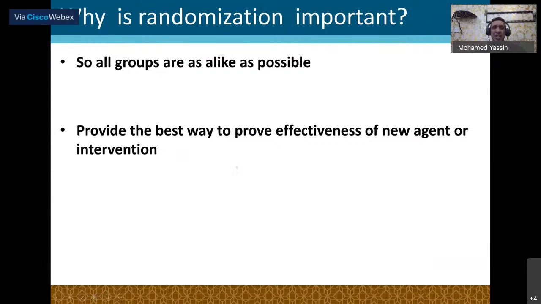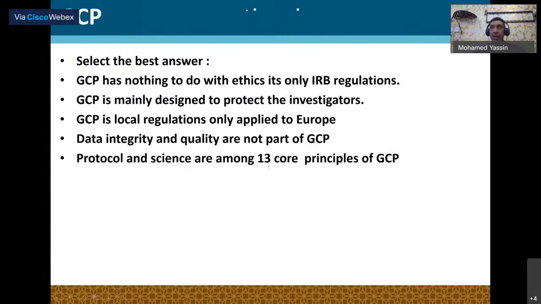So why is randomization important? As we said, number one, so that all groups look as alike as possible. And number two, it provides the best way to prove the effectiveness of a new agent or intervention. When we talk about clinical trials, it's of paramount importance to know about GCP, which refers to good clinical practice. So what is good clinical practice and what are the cores of good clinical practice?